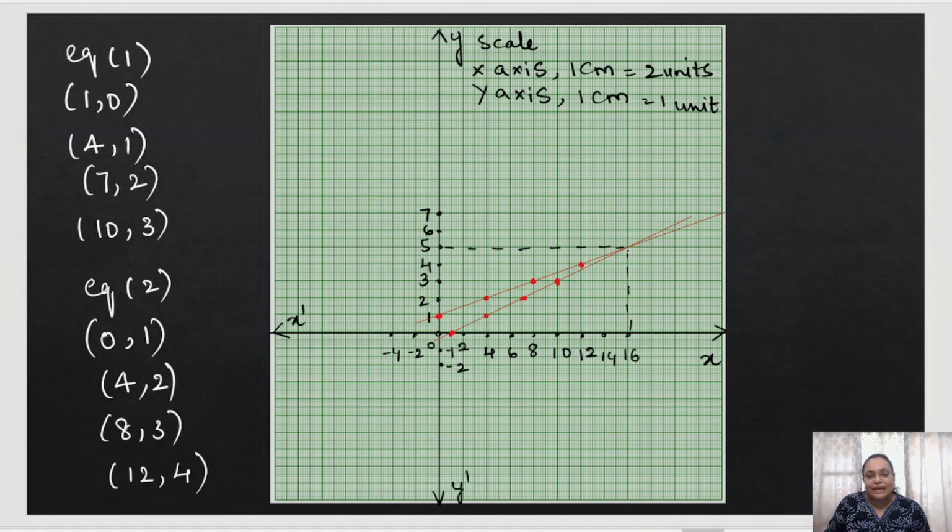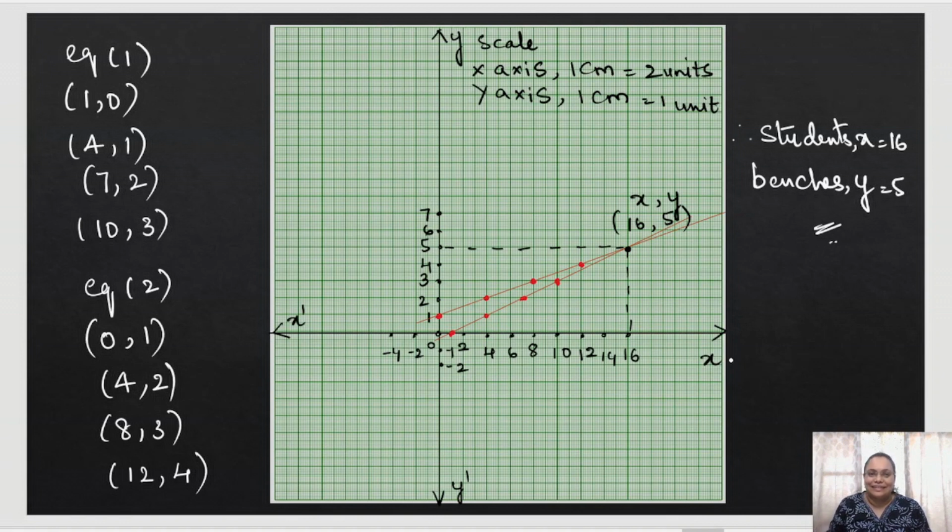So from the graph we can see that these two lines intersect at 16 and 5, which is x comma y. So therefore we can say that the number of students, x, is equal to 16, and the number of benches, y, is equal to 5 benches. Okay, clear?